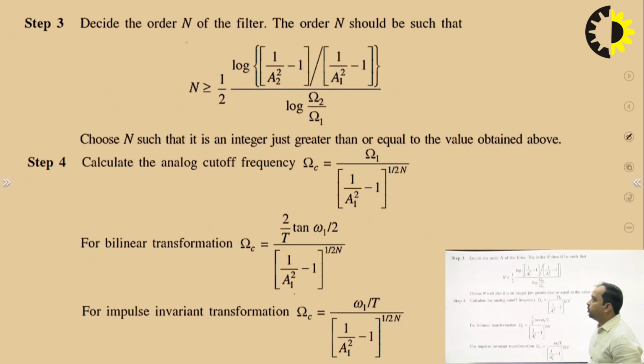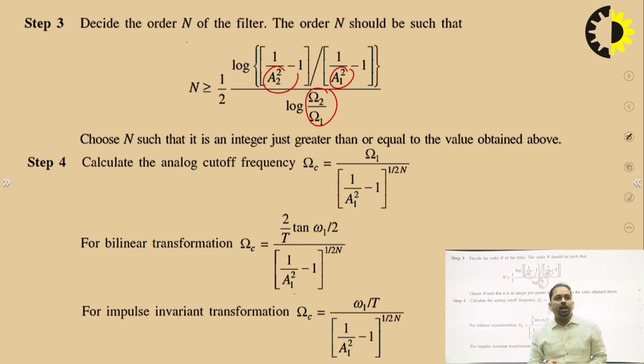Next, once we have decided which method we are going to use, we have a generalized formula to calculate the order of the Butterworth filter. If we have the ratio Ω2 by Ω1, and also the attenuations A1 and A2, then with the help of this formula we can calculate the filter order. Let's say the filter order comes in decimal form, for example 2.5 or 3.2. Then we choose the next integer.